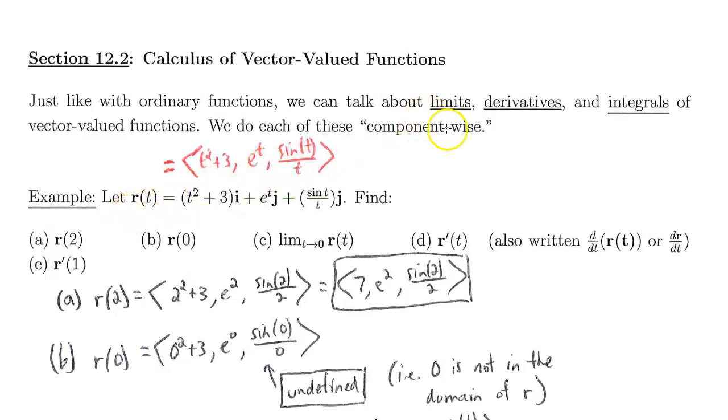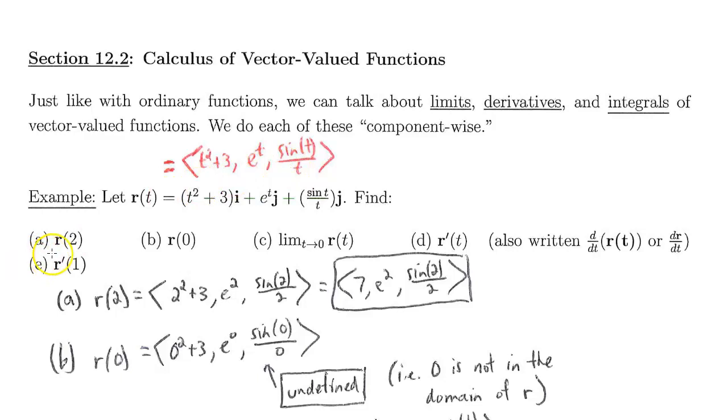Basically, if you want to find a limit of a vector-valued function, you take a limit within each of the components. If you want to find a derivative, you take a derivative of each of the components, and so forth. Let r of t be this vector-valued function: (t squared plus 3)i plus e to the t j plus (sine t over t)k. That's supposed to say k. Or we could write this one in the bracket notation like this.